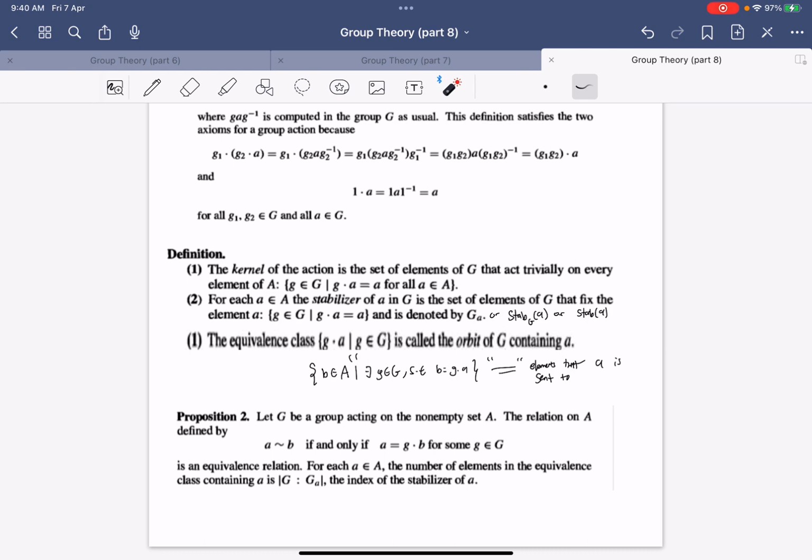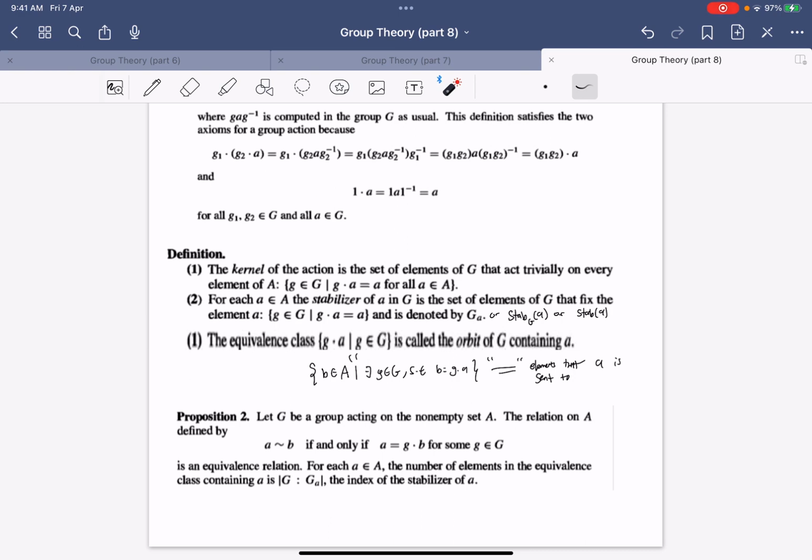And then the equivalence classes, or where G dot A ends up in, is known as the orbit of G containing A. And what this really says is that it is all the elements B such that there exists a G in capital G such that B equals G dot A. So we can think of the orbit as elements that A is sent to by G.